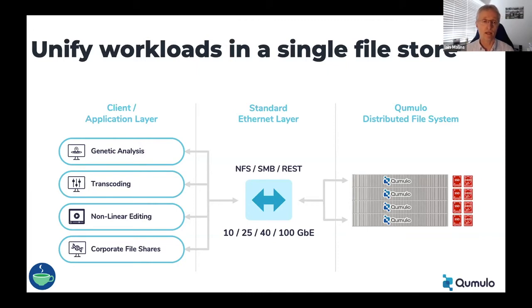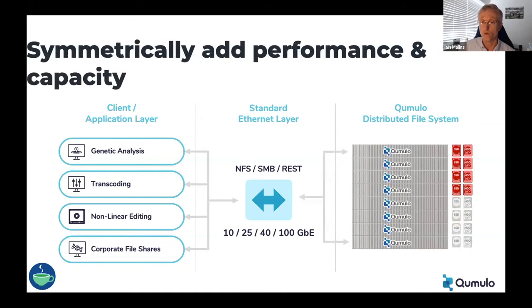Clients and applications vary across lots of different things. So genetics, transcoding, non-linear editing, corporate file shares, a whole range of file applications we see run on this system. To upgrade the system, you basically add a node or multiple nodes to the system. They're instantaneously added into the system. And the file system, which is one single file system, just grows in capacity and will grow in performance as well.